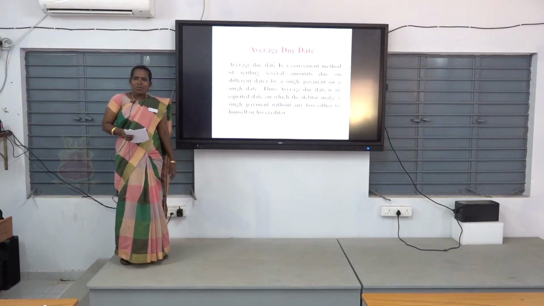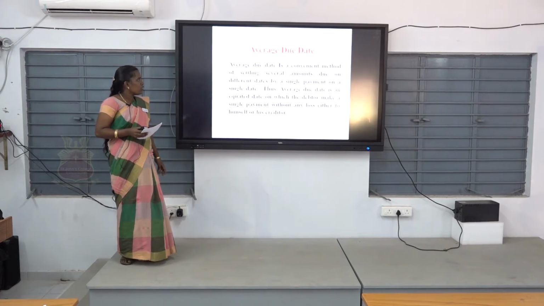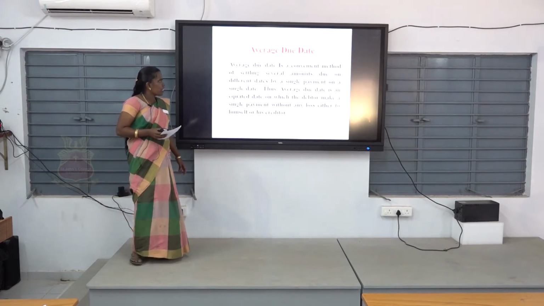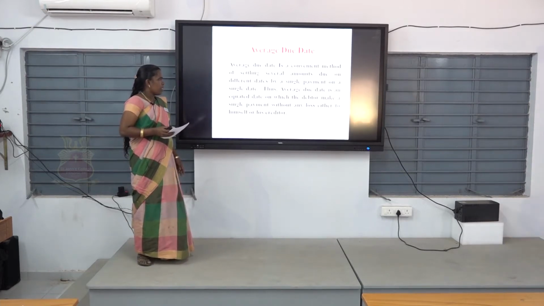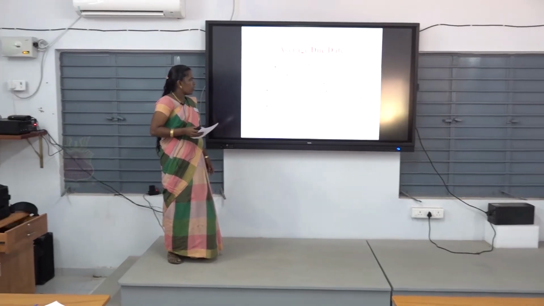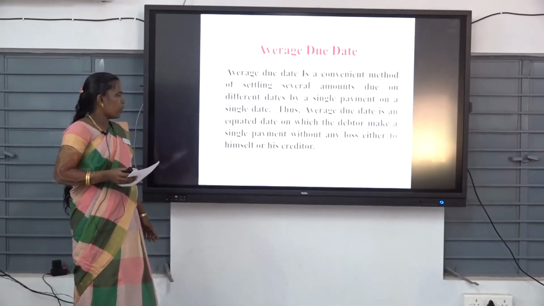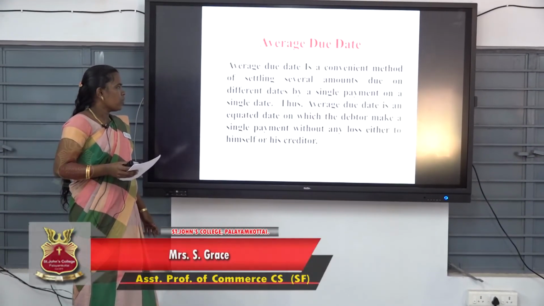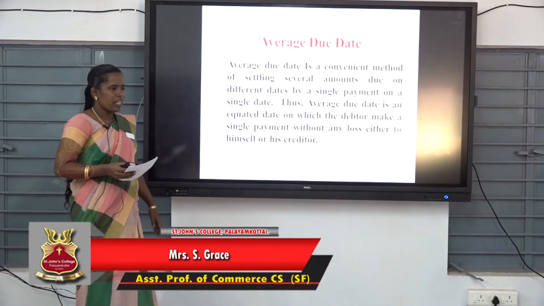Today I am talking about average due date, ADD. Average due date is a convenient method of settling several amounts due on different dates by a single payment on a single date. Thus, average due date is an equated date on which the debtor makes a single payment without any loss either to himself or his creditors.